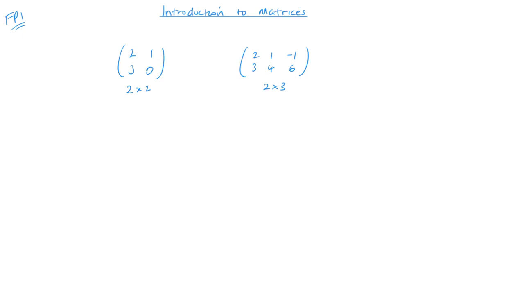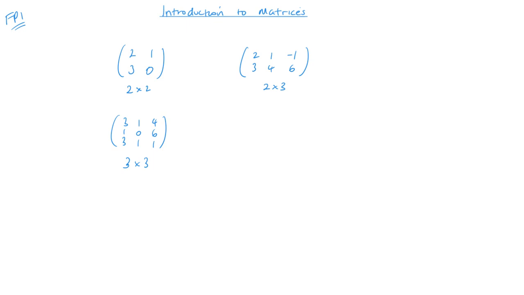Now there are some terms loosely used, but not to really be worried about. A square matrix is like this: a 2 by 2 matrix, or a 3 by 3 matrix. These are square matrices. It's basically when you've got the same number of rows as columns. Then you've got a zero matrix, where all the elements are 0.